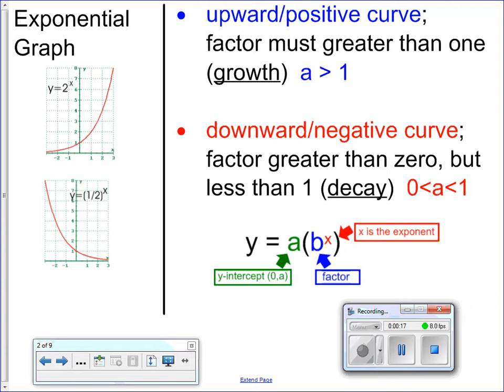If the graph has an upward positive curve, then that means our factor, our growth factor, must be a growth, so a is greater than 1. If it's a downward negative curve, that means the factor is greater than 0 but less than 1, so it's between 0 and 1. So remember, the a in the equation is the intercept, and the b is our factor. It might be a growth factor, it might be a decay factor.